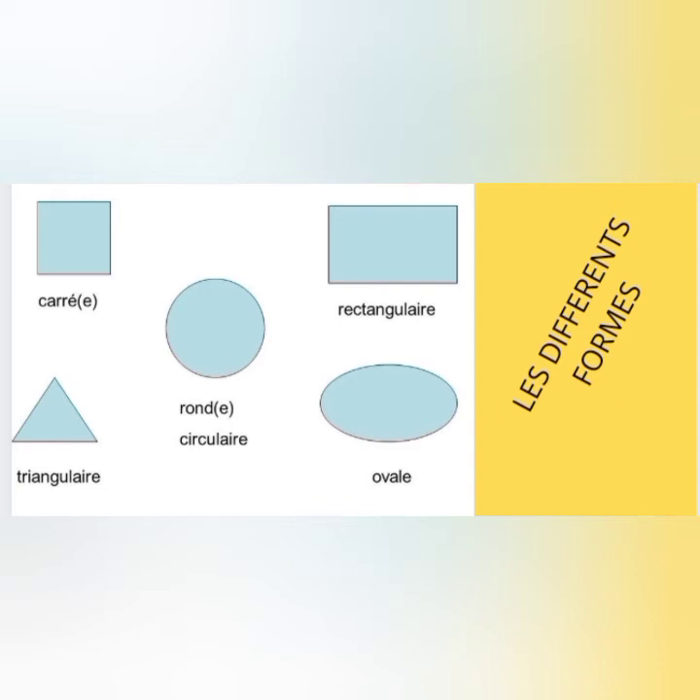So when you hear the word la forme, simply know that la forme means what? Shape. Okay? But when you hear les différentes formes, it means what? Different shapes. Is that clear?